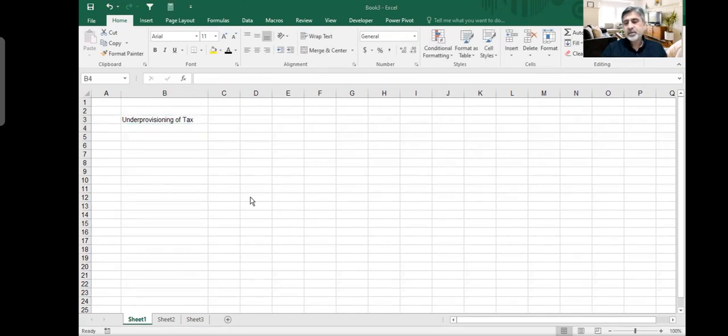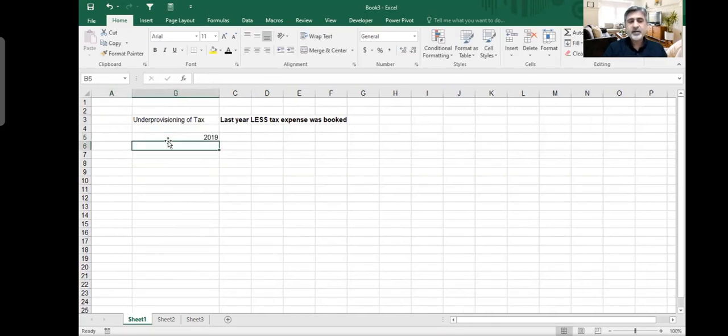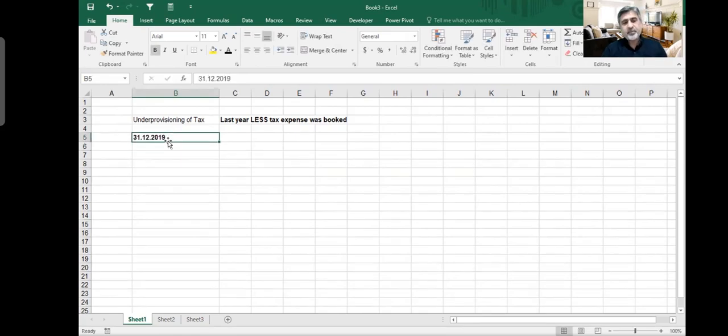Yes, sir. Okay, so under provisioning of tax means that last year, less tax expense was booked. This is what it means. So let's suppose that we are here. This is 2019, 31st December 2019. When you are preparing your financial statements, you prepare your income statement for 31st December 2019, and you calculate your taxable profit. Now you know that you have two income statements. One is for IFRS, which is called accounting profit.